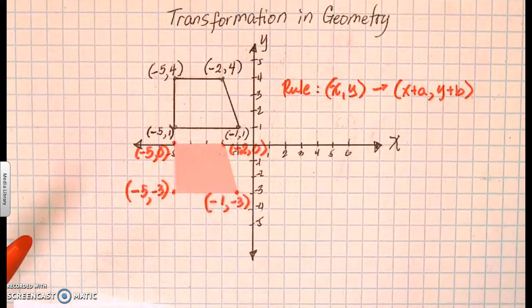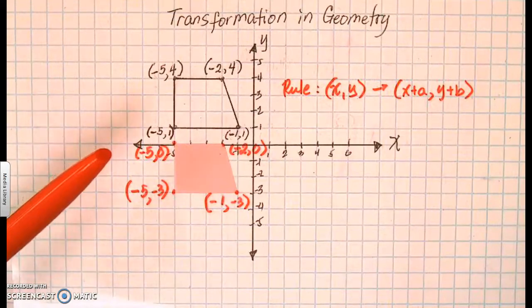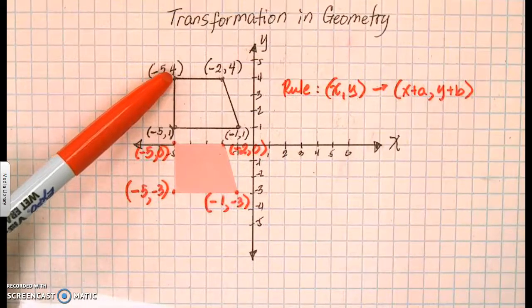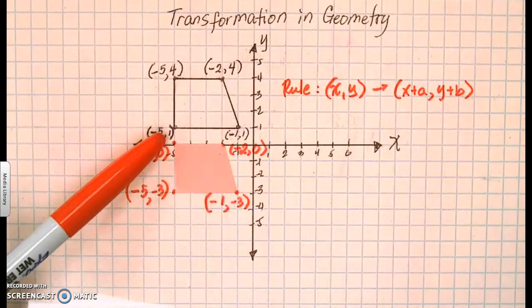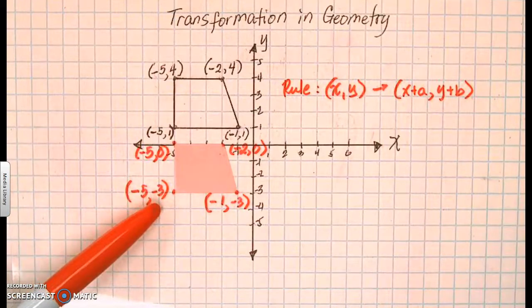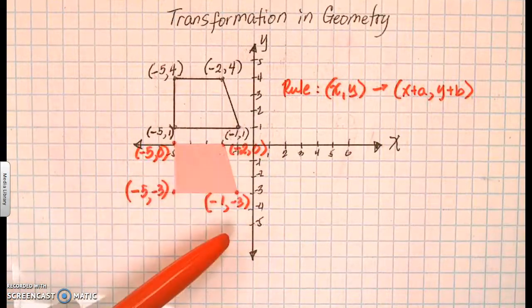Now watch and see what happened to the y value. Since we moved down, we have subtracted 4 from the original value. So 4 minus 4 is a 0. 4 minus 4 is a 0. 1 minus 4 is a negative 3. 1 minus 4 is a negative 3.